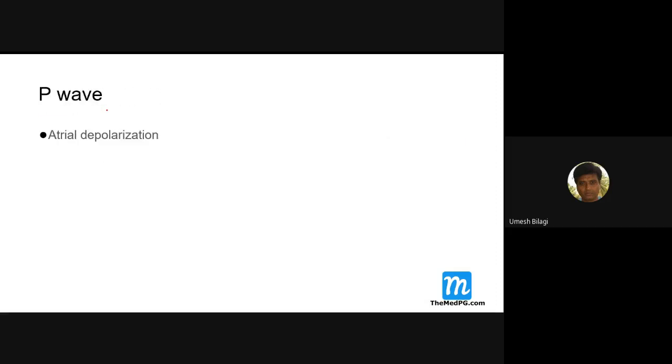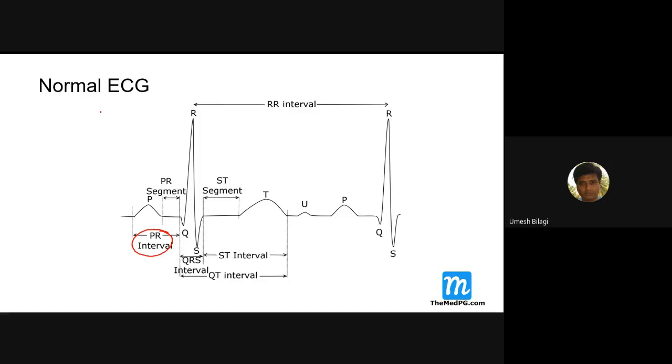There are two things here. You can see PR segment and PR interval. They are actually different. It is obvious. See here, the PR segment is from the end of the P wave to the beginning of the QRS complex. This is the PR segment. Whereas the PR interval is from the beginning of the P wave to the beginning of the QRS complex, here the Q wave. This is the PR interval.